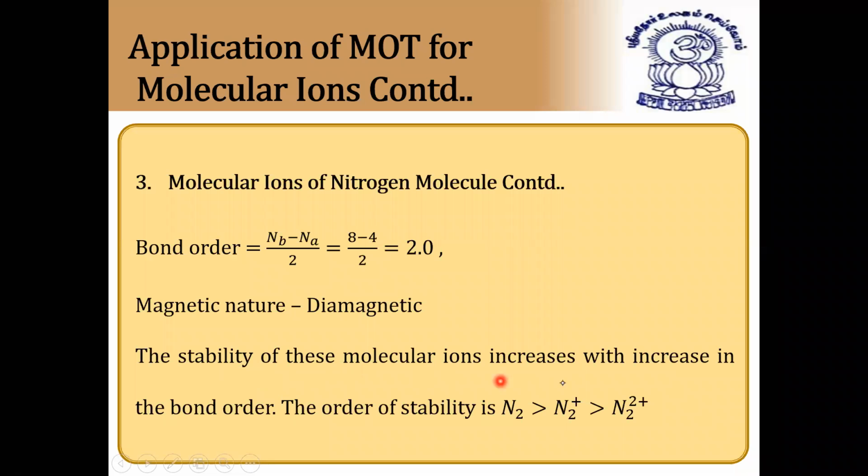The stability of these molecules decreases with decreasing bond order. Very, very important, this type of question they'll ask. Bond order for nitrogen is how much? It is 3. N2 plus bond order is less than 3, it is 2.5, and N2 2 plus is 2. From this only they'll ask questions in competitive exams. So it is 3, 2.5 and 2. It means the higher the bond order, the more is the stability.